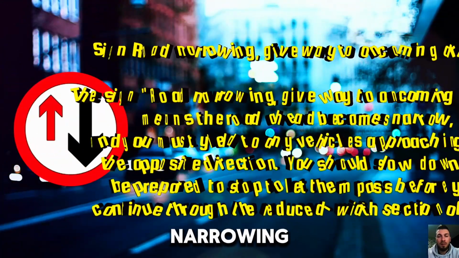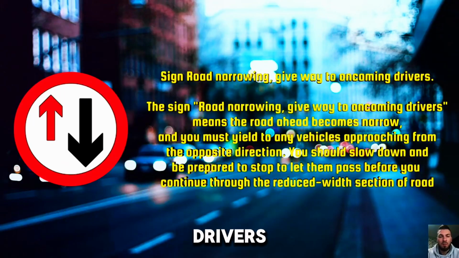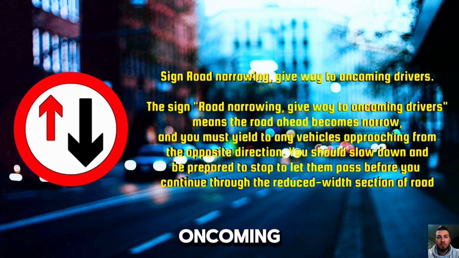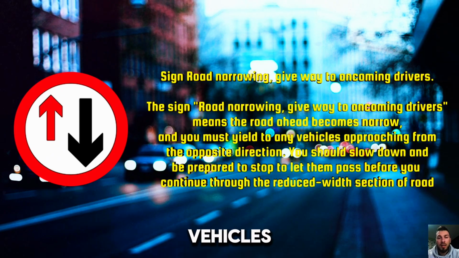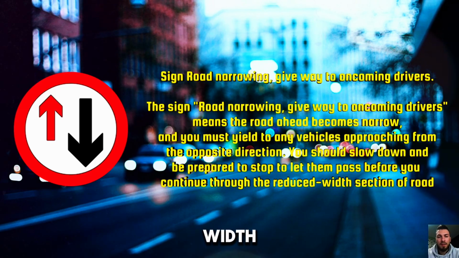Sign: road narrowing, give way to oncoming drivers. The road narrowing, give way to oncoming drivers sign means the road ahead becomes narrow, and you must yield to any vehicles approaching from the opposite direction. You should slow down and be prepared to stop to let them pass before you continue through the reduced width section of road.